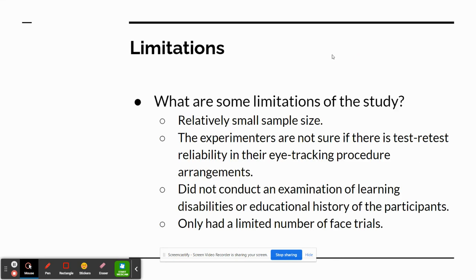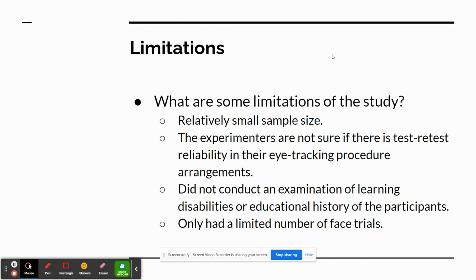So the limitations. What are some limitations of the study? There was a relatively small sample size. There weren't a lot in each of the groups, which is not desirable in terms of experiments. You want to have as many people as you can to see if you can apply it to more people. The experimenters are not sure if there is retest reliability in their eye tracking procedure arrangements, which is a bit worrisome because you would hope that you would be able to replicate the process of an experiment. If you're unable to, you can't know if it actually is a reliable experiment or not.